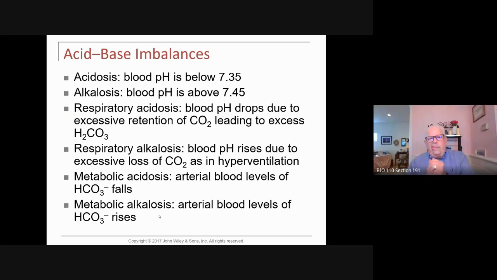So there are definitions. The definition of acidosis is when your blood pH drops below 7.35. So a pH of 7.2 would be acidosis. If you have alkalosis, your blood pH is above 7.45. If your blood pH is 7.6, you are alkalotic.